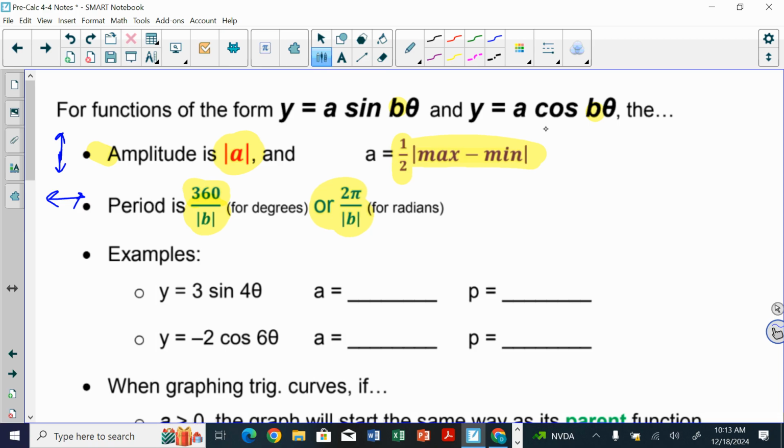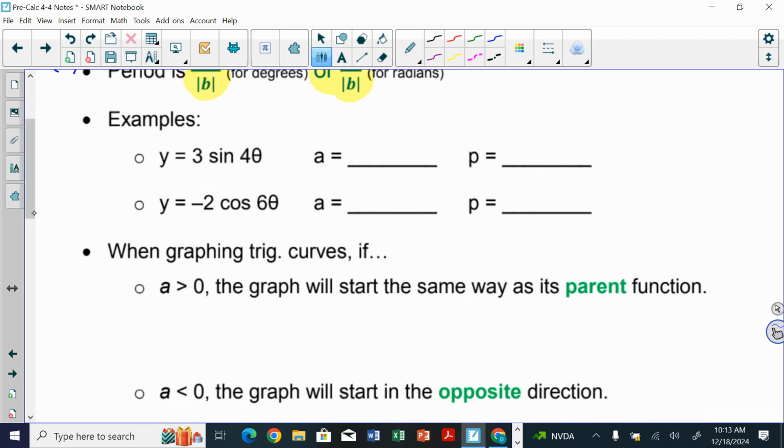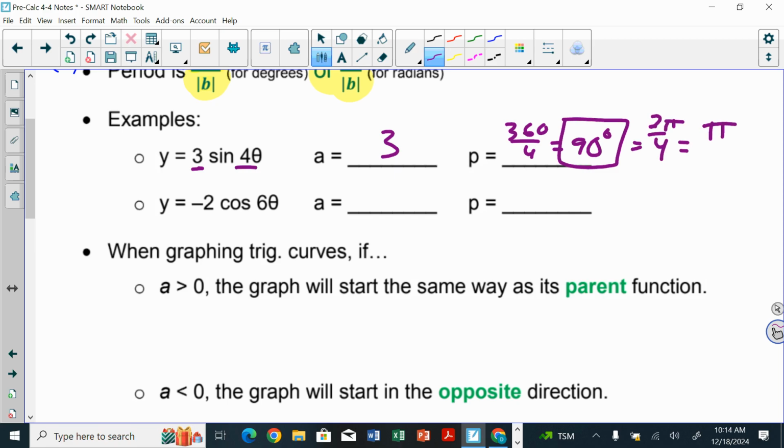All right, so for example, if we have 3 sine of 4 theta, well, then we can easily say that our amplitude is 3, because it's the absolute value of this, and our period would be 360 divided by 4, which would be 90 degrees. So our normal curve was 360 degrees, so this is going to condense it by quite a bit, a factor of 4. Or we could say, 2 pi divided by 4 is pi over 2, which of course is 90 degrees as well, okay?